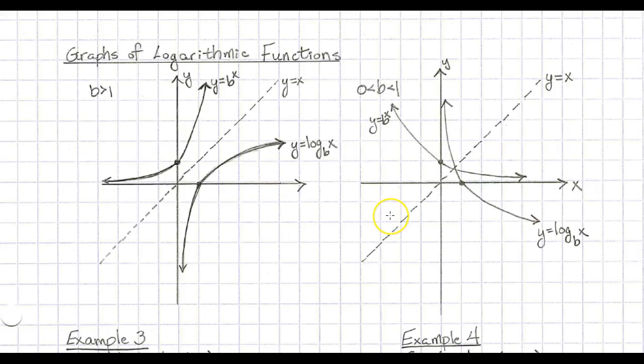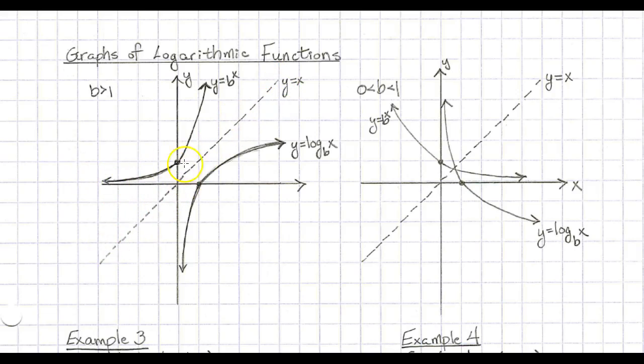Now what do the graphs of logarithmic functions look like? The easiest way to know what they look like is to remember that they are the inverse functions of exponential functions, which means that their graphs would be the exponential function reflected across the line y equals x. Because we know that's what inverse functions look like. They're the reflection of the function across y equals x.